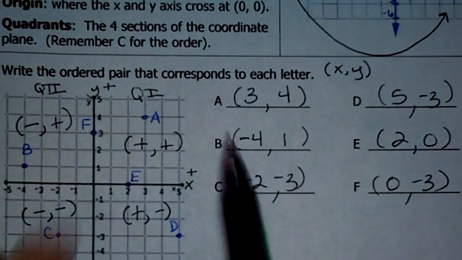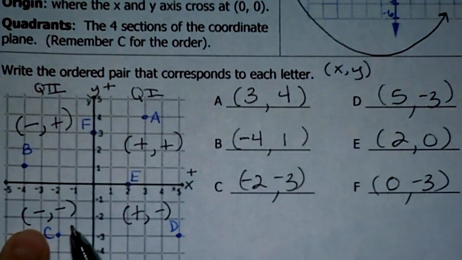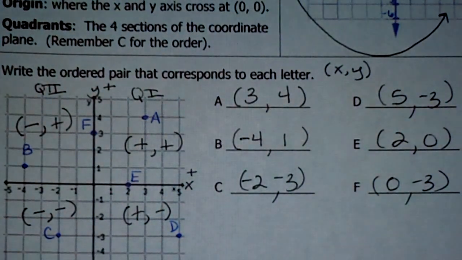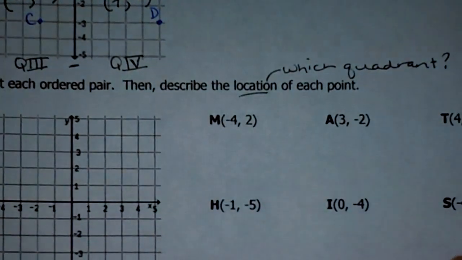So that's kind of the pattern. Positive, positive, I know it's quadrant 1. Negative, positive is quadrant 2. Negative, negative is 3. And positive, negative is 4. Just a nice little shortcut for you. Okay, so let's get on to plotting these ordered pairs.